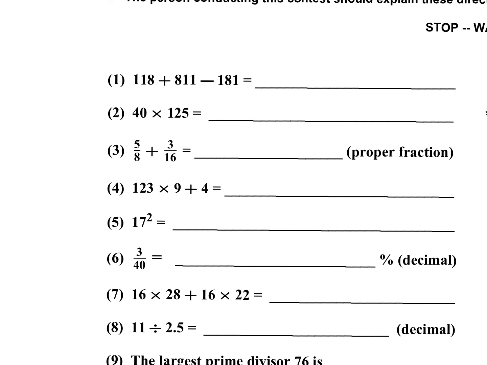Okay, let's start with number 1. 118 plus 811 minus 181. What I'm going to do, and I will make notes here, you can only write the answer down, but I'm going to add 19 here to make that an even 200, so I have to add 19 here. So 811 plus 19 is 830, minus 200 is 630, and then I've got to add 118. So 18 plus 30 is 48, and 6 plus 1 is 7. So that's 748.